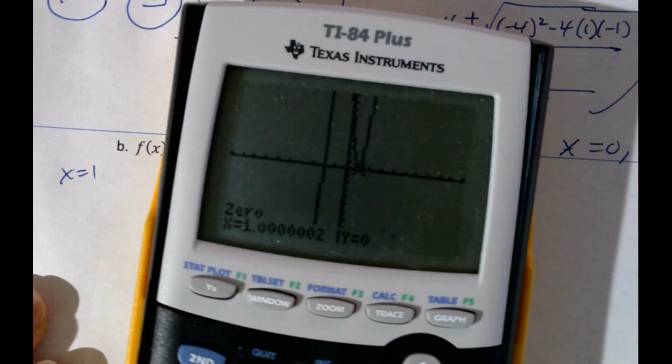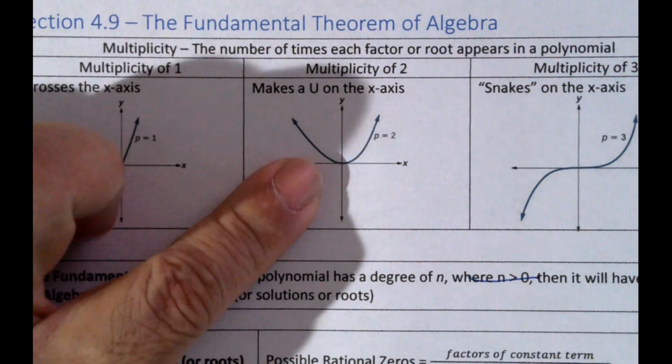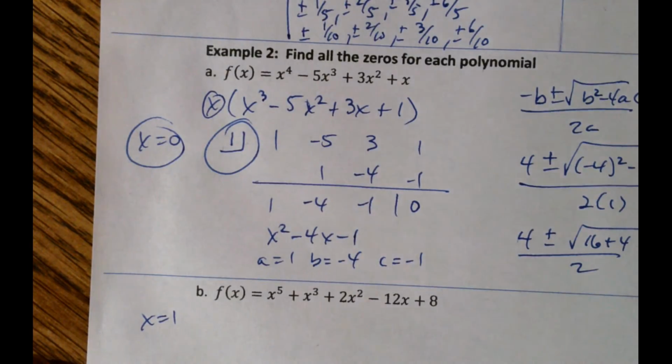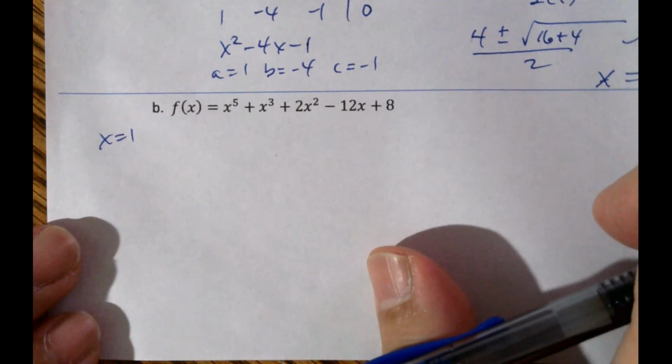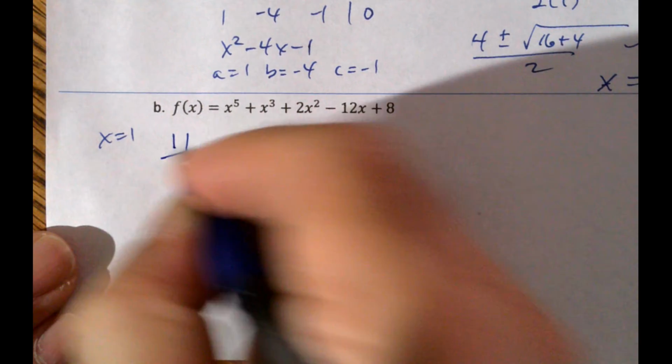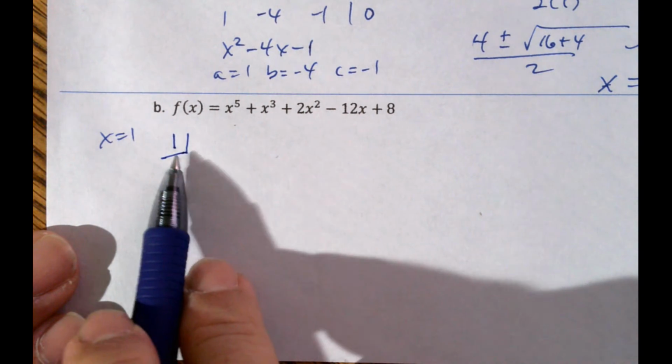But here's the weird part. Remember what we talked about up here? When we talked about multiplicity? So it bounces off, so that means it counts twice. What does that mean when solving these problems, when it counts twice? And I'll show you what it means. All right, so first we're going to do synthetic division. So it's 1, right? That's the one I'm plugging in. That's the one I'm dividing by.